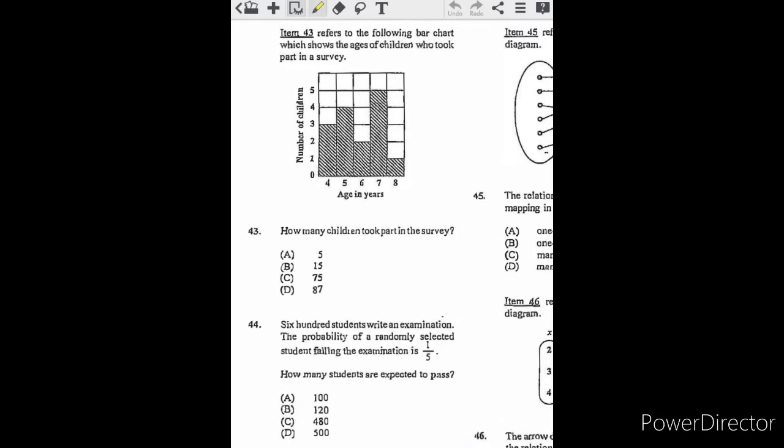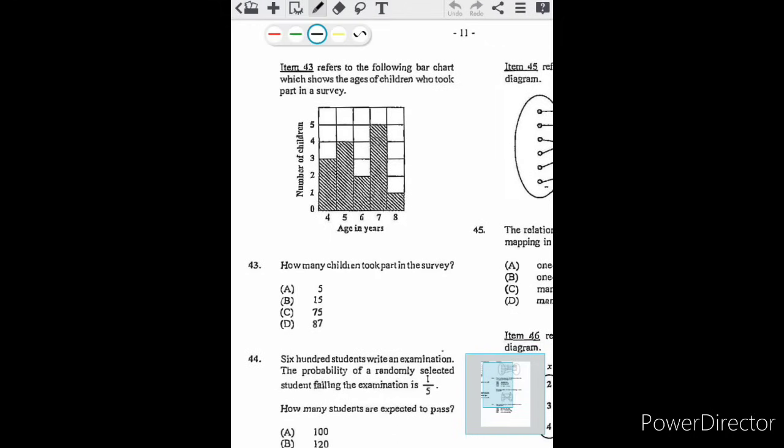Item 43. Let's put this down a bit. Yes, item 43 refers to the following bar chart, which shows the ages of children who took part in a survey. 43, how many students took part in the survey? So we have our bar chart, and on our y-axis, we have the number of children. So we now need to add up all of the values that we have for the different ages.